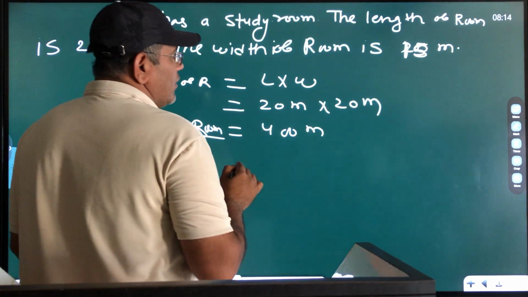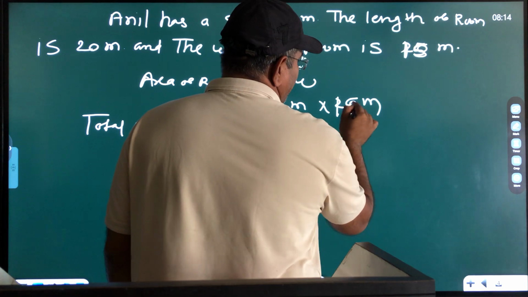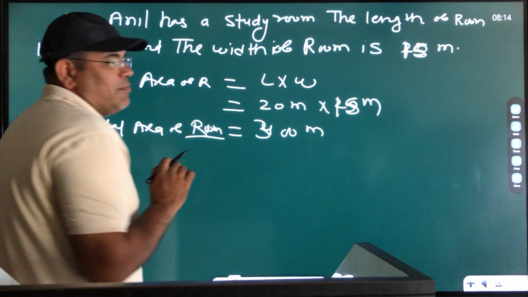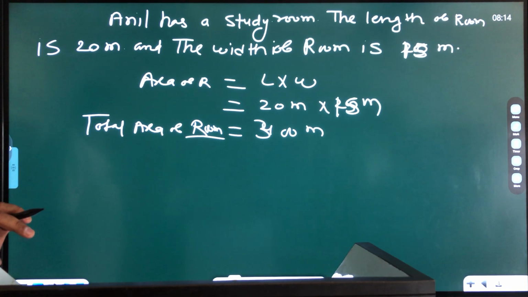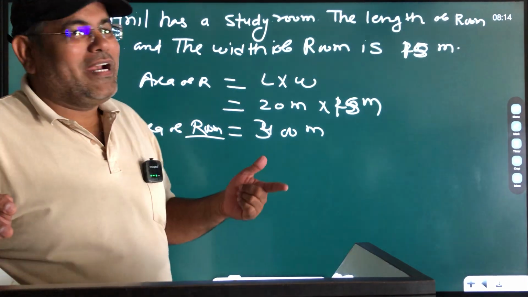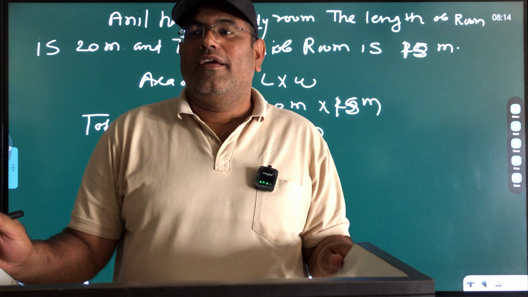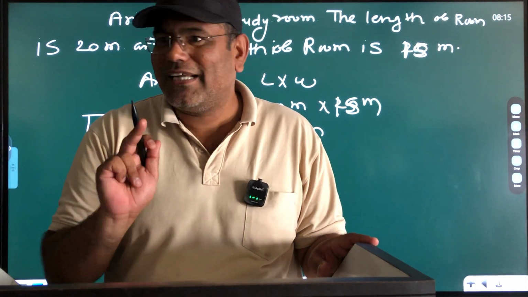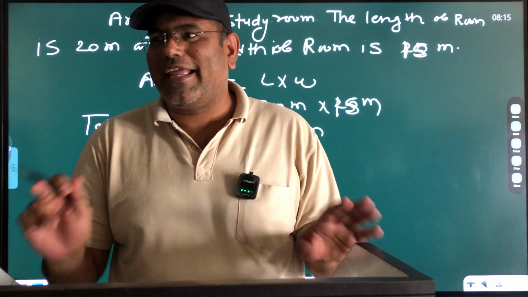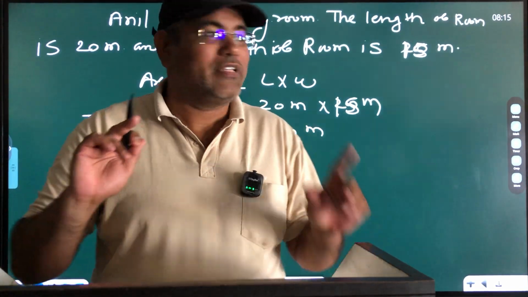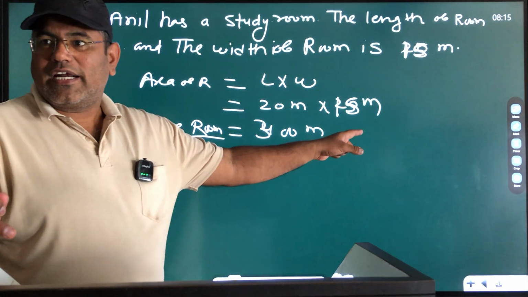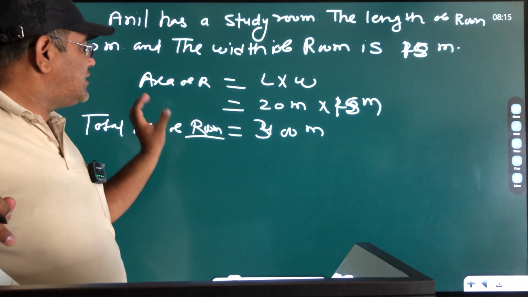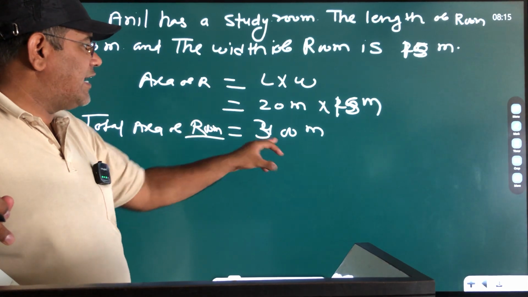So guys, width will be 15 meter. So now area will be 300 meters. Once again I repeat that according to rectangles, all sides cannot be the same. 20 multiply 20 cannot be used as a formula. That's why I changed the width size. So width is 15 meter and length is 20 meters. So the total surface, the total space of the room is 300 meters.